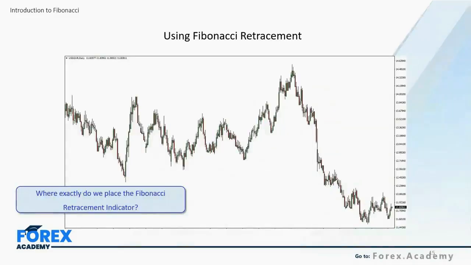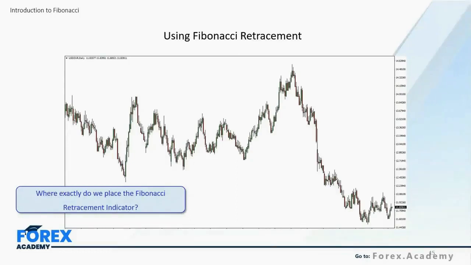So let's branch across to a different asset class here. Here in front we have the US dollar ZAR, and the question again I would like to pose here is, where exactly do we place the Fibonacci retracement indicator? If we remember back to the previous slide, we're looking for a high and low within this market, something that can give us a real genuine sight as to where the Fibonacci numbers may be significant.